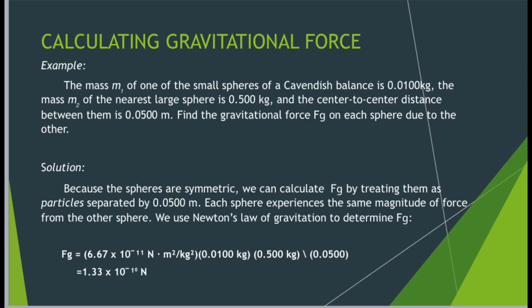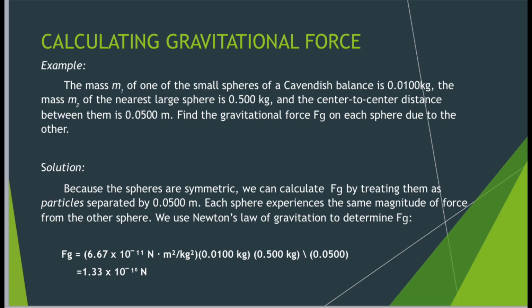Calculating gravitational force. Example: the mass m1 of the small spheres of a Cavendish balance is 0.100 kg. The mass m2 of the nearest large sphere is 0.500 kg, and the center-to-center distance between them is 0.0500 meter. Find the gravitational force Fg on each sphere due to the other.